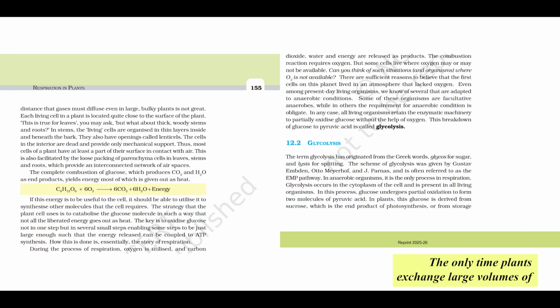The only time plants exchange large volumes of gases is, ironically, during photosynthesis, when leaves actively take in large amounts of carbon dioxide and release oxygen. And critically, during photosynthesis, the availability of oxygen is not a problem in those photosynthetic cells, because oxygen is being produced right there within the cell as a direct byproduct of photosynthesis itself. So the parts that are most active in gas exchange, the leaves, are also the ones producing their own oxygen supply.